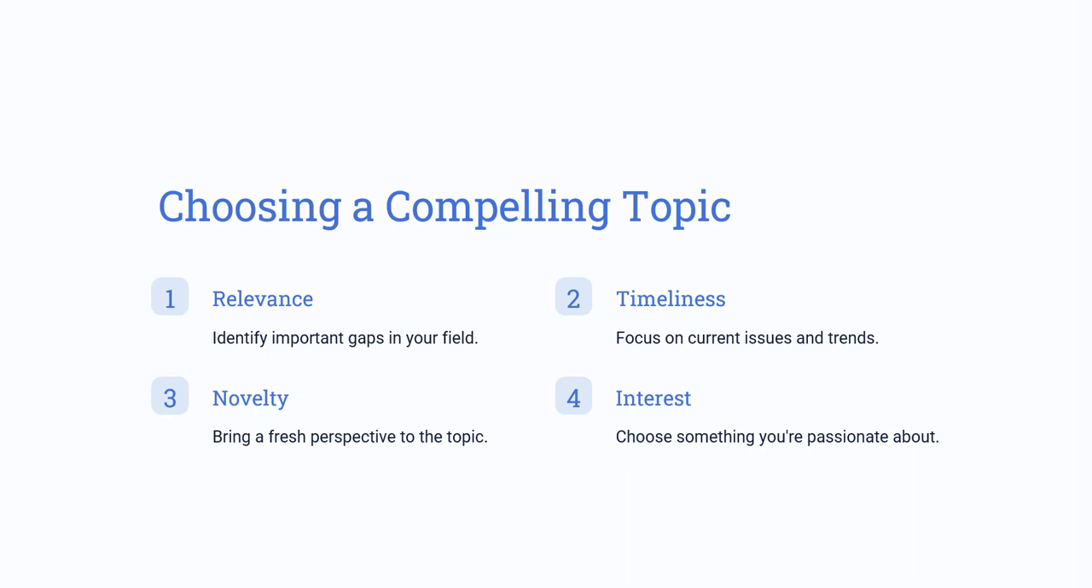I mean, the most relevant. Four things you need to keep in mind when you choose your topic: relevancy, timeliness, novelty, and interest. In relevancy, you need to identify the importance and the gap, I mean the research gap in your field. Second is to focus on the current issue and trend.